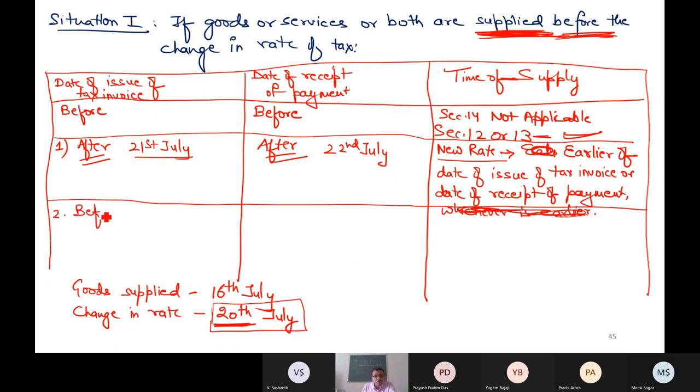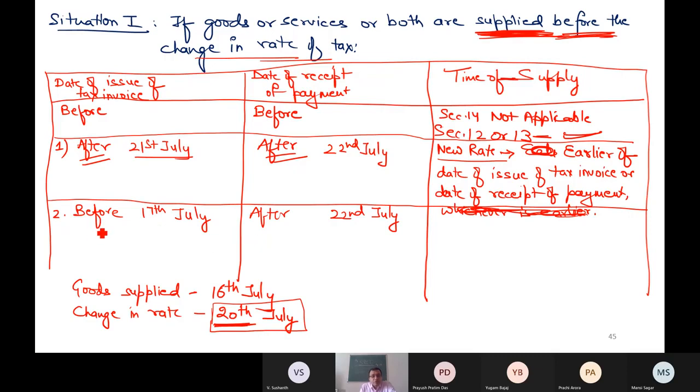Invoice is issued before, for example, 17th July. When I'm saying before, I'm making the comparison with the change in date of tax rate. Payment date is after, for example, 22nd July. Can I apply section 14? Yes, I have to apply, because out of these three, something is before and something is after. When all the three are after, don't apply 14. When all the three are before, don't apply 14. That's it.